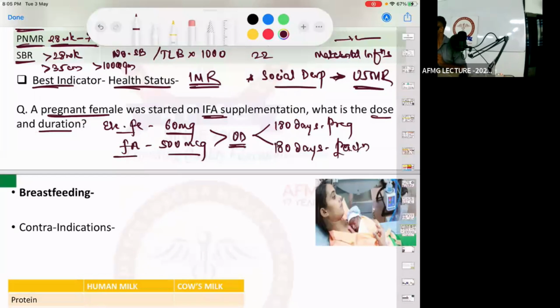Which color tablet is this? Red color tablet. When would the folic acid dose be increased to 4 mg? If there is a history of neural tube defect in the previous pregnancy or the patient is currently on anti-epileptic drugs, then it would be considered a high risk pregnancy and the dose of folic acid is increased to 4 mg.